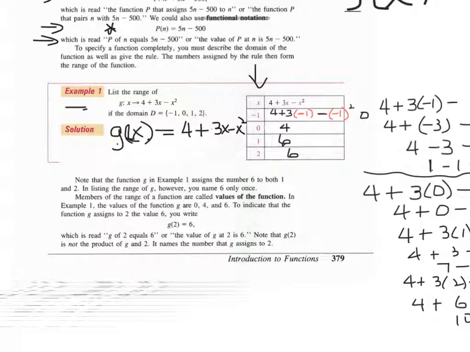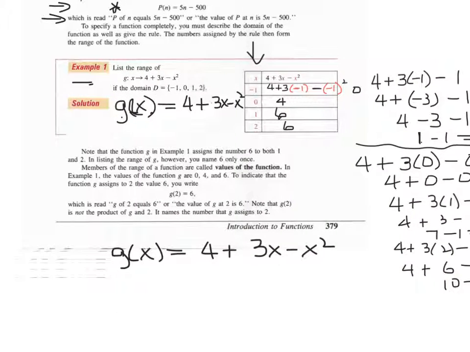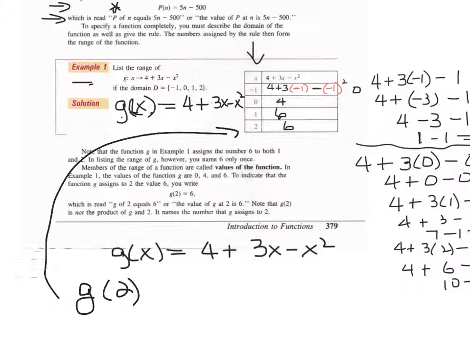Now, sometimes what they're going to do is they might just give you the function g of x equals 4 plus 3x minus x squared, and then using the function notation, they're going to say find g of 2. And then that's when you would do what we just did right here, and g of 2 you would say equals 6. So the number that'll be in the parentheses right here is what they're going to want you to plug in for the function.